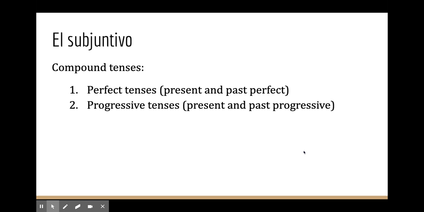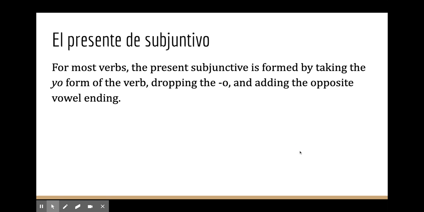Earlier this semester, we were working with perfect tenses like he hablado, I have talked, han comido, they have eaten. And you can have present perfect and past perfect. So I have talked versus I had talked. And then the progressive tenses, which I am eating versus I was eating. So you can have a present and a past progressive. And then, of course, you can have present and past progressive hypotheticals in the subjunctive. All sorts of fun. Isn't Spanish fun?